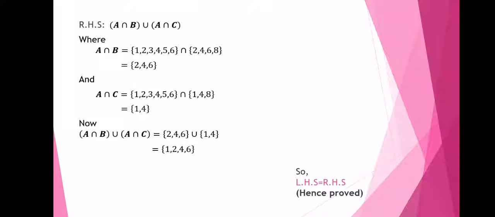On the right hand side we have A intersection B and A intersection C, which are to be found first. A intersection B is equal to {1, 2, 3, 4, 5, 6} intersection {2, 4, 6, 8}, and A intersection B will be {2, 4, 6}. A intersection C is equal to {1, 4}. We are going to find the union of these two sets, which is equal to {1, 2, 4, 6}. So left hand side is equal to right hand side again. So we have proved it for the given sets that the distributive property of intersection over union is verified.